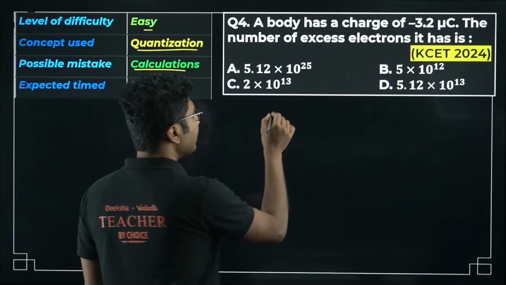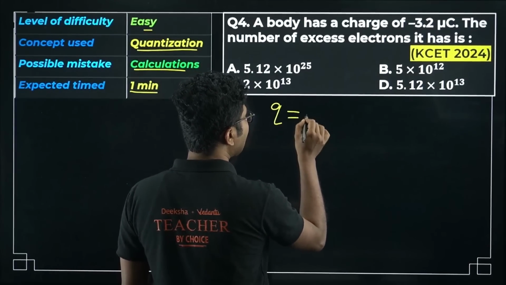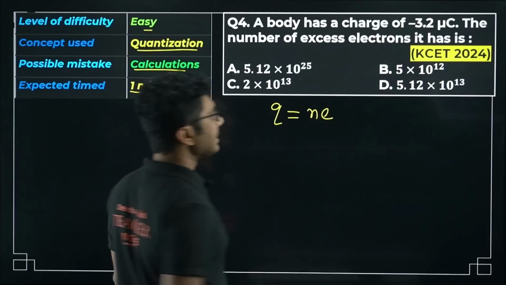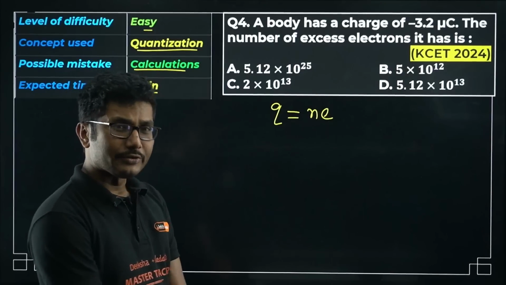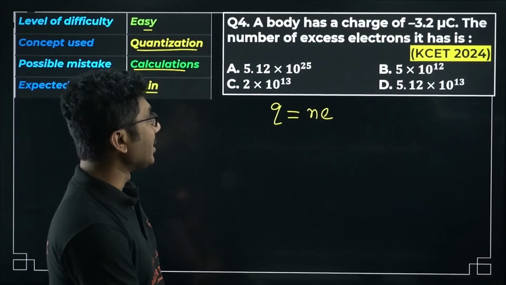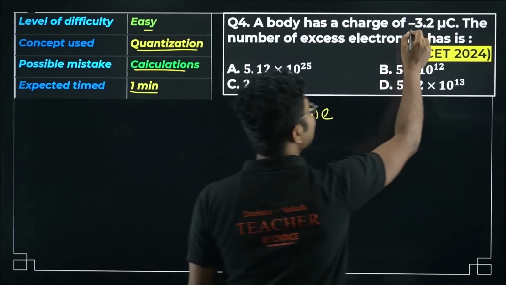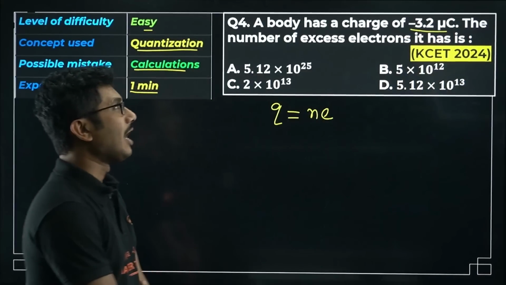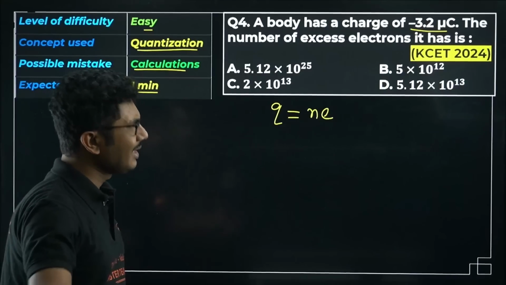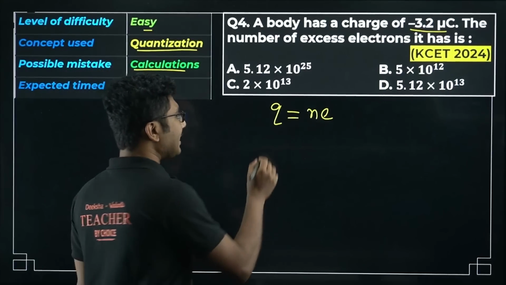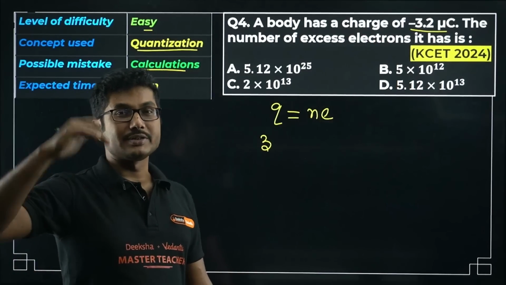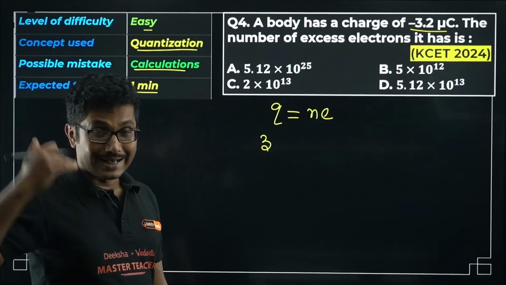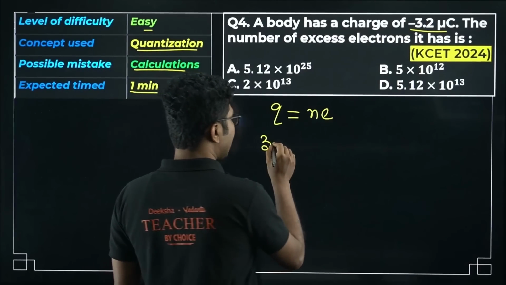Now what we will use? We will use the quantization formula, that any charge is basically an integer multiple of the basic charge, that is 1.6 into 10 to the power of minus 19 coulomb. Okay, so what is the charge given here? Given here is 3.2 microcoulomb. Only magnitude is sufficient. If it is minus sign, that means extra electrons. If it is positive sign, then it is less number of electrons. Okay, so that is the only thing.